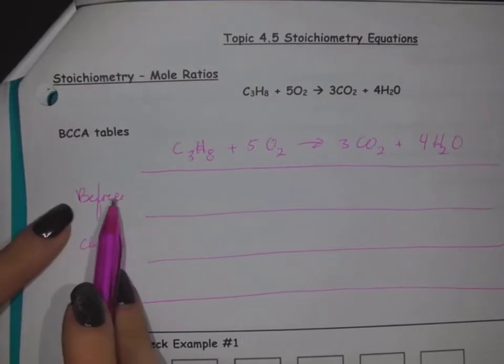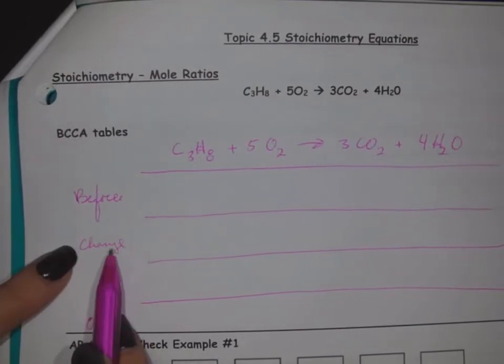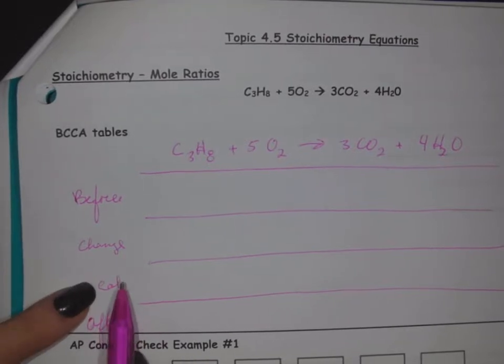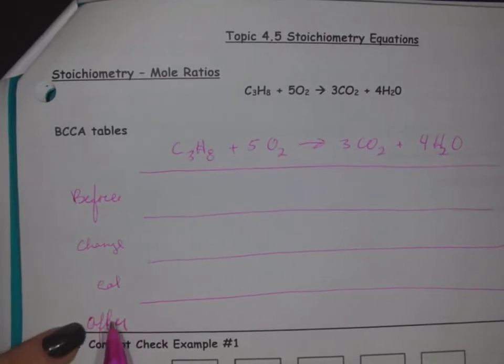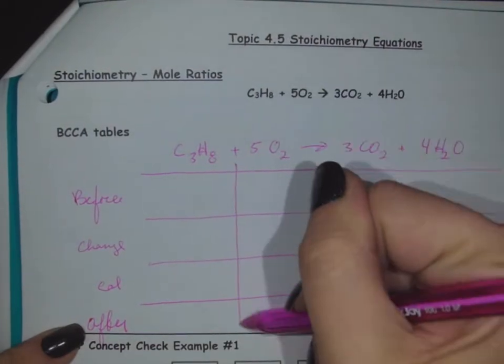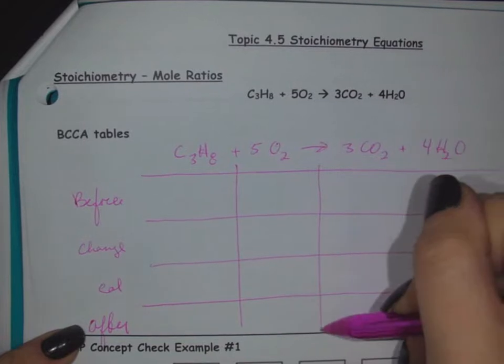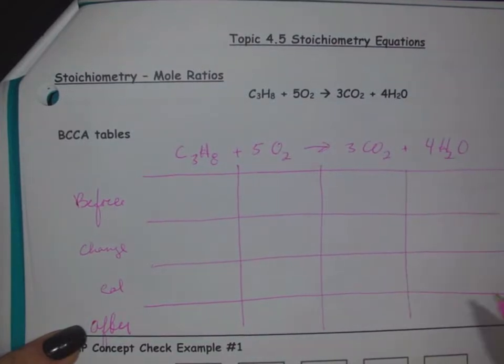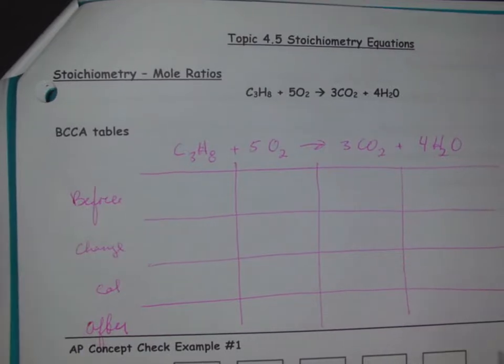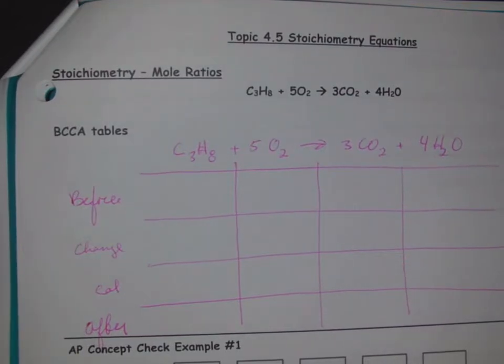So what's going on before the reaction happens? What change is going to happen during the reaction? Then we need to do some calculations based on this change. And then after the reaction, what's it looking like? What do we have left? We're going to analyze the BCCA for all the reactants and the products. Unless otherwise stated, we can assume we start with all reactants and no products.